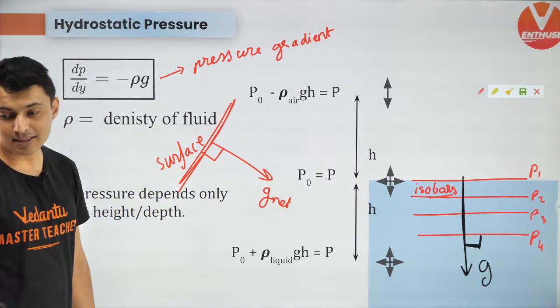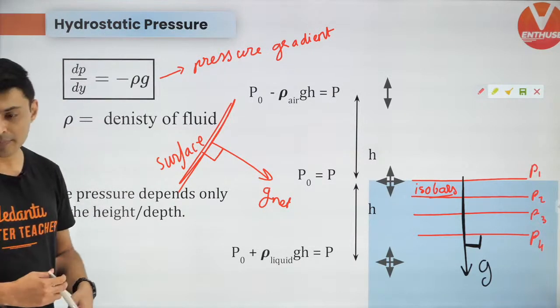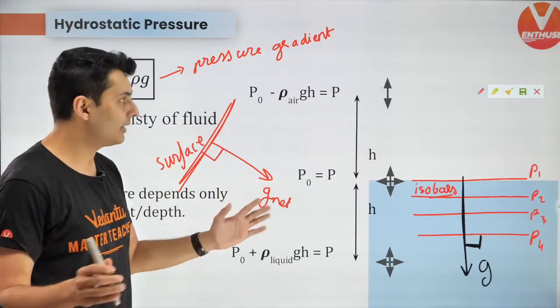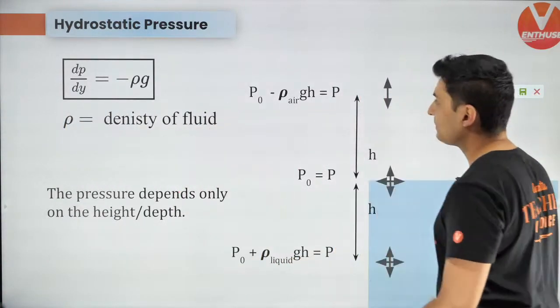What is g? g is gravitational acceleration, crazy. Okay, cool. Let's get going. Keep this in mind. Thank you, Madhu. All right.